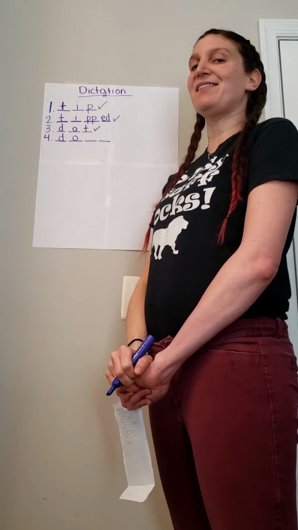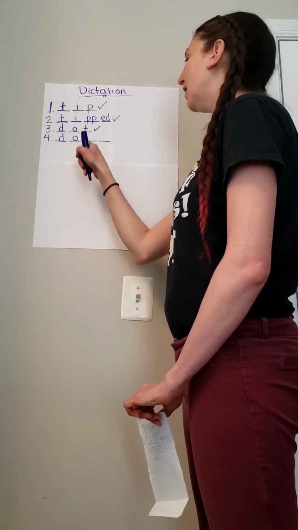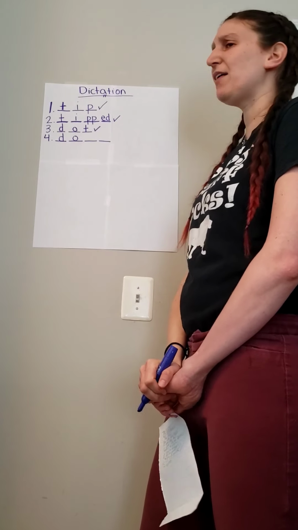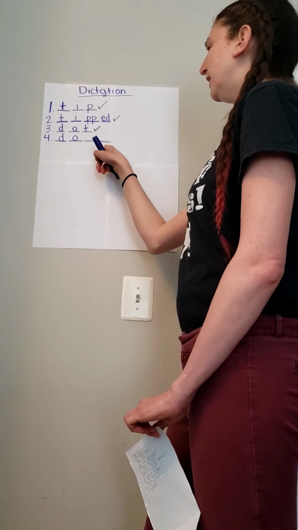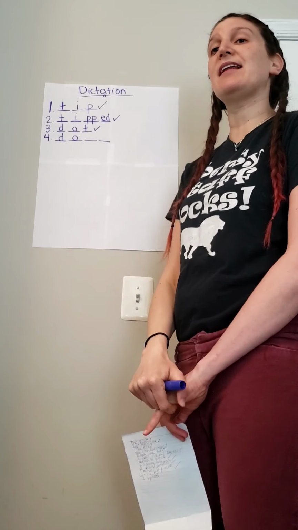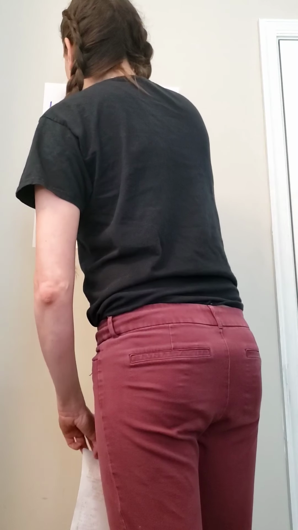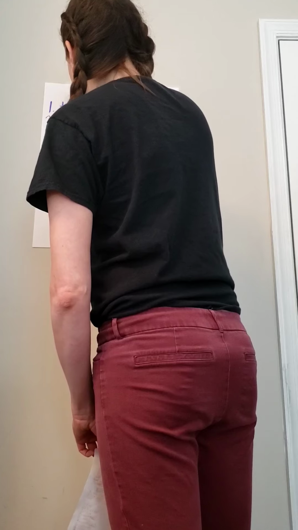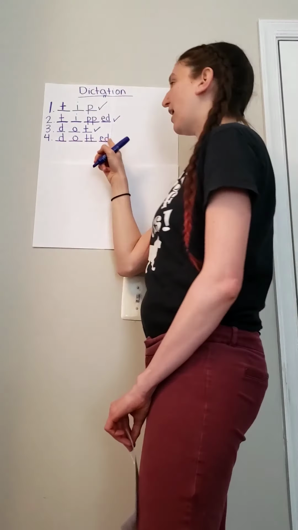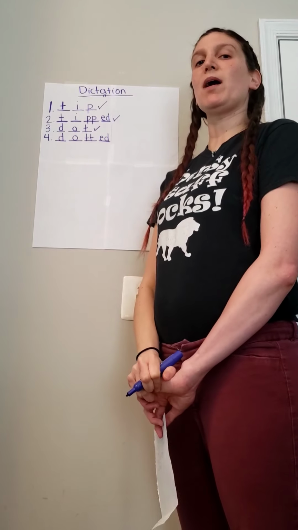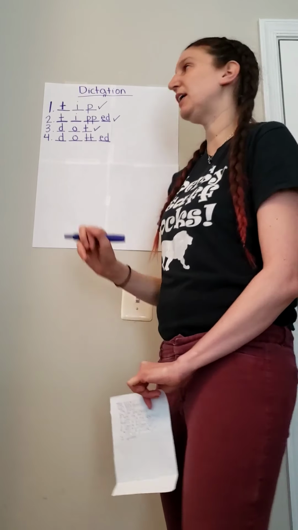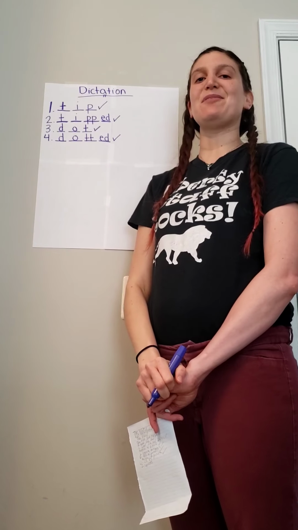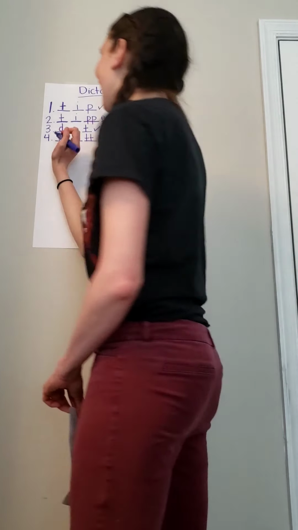Time for that double consonant check. Do I have a short vowel? Yes, I do. Do I have an ending at the end of my word? Id. Yes, I do. That means that I will double my consonant. T, T, id, E-D. Dotted. Check your work. If you have the same thing as me, give yourself a check. If not, take this time to fix it. Number 5.